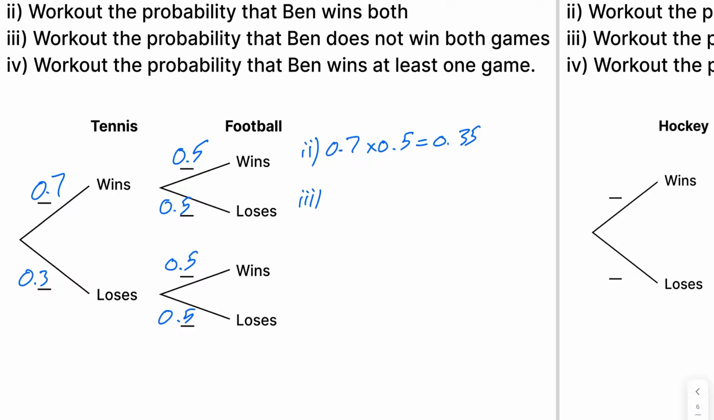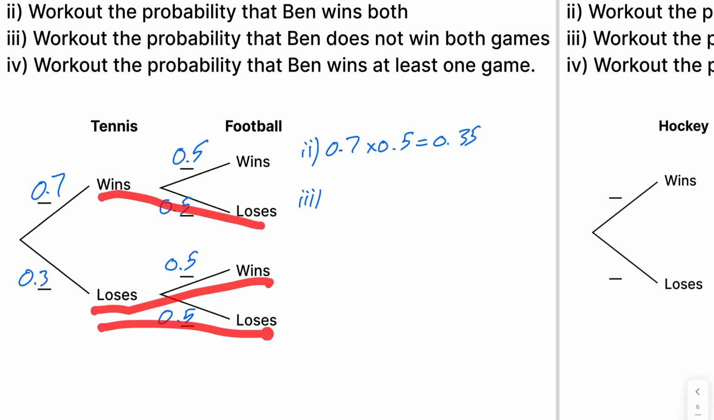So what it's saying is work out the probability that Ben does not win both games. Now that means he can either win one and lose one, or he can lose one and win one, or he can lose both. Okay, because it says he does not win both games. It does not say that he loses both games, so this is important to say here. If it said he loses both games, then you just do that. But because it says he does not win both games, that means he can win one and lose one, or lose one and win one, or lose both.